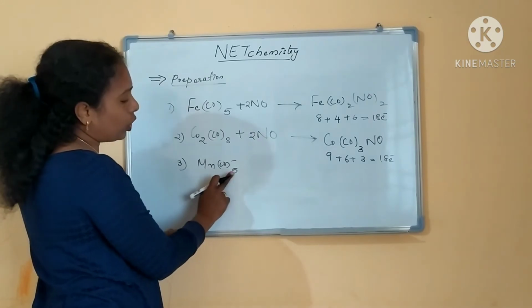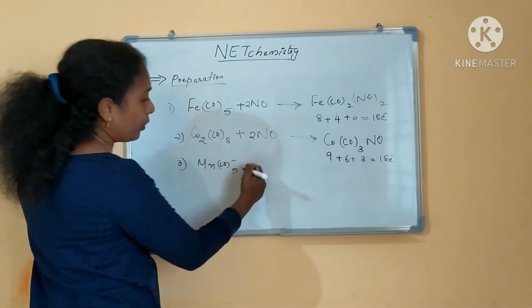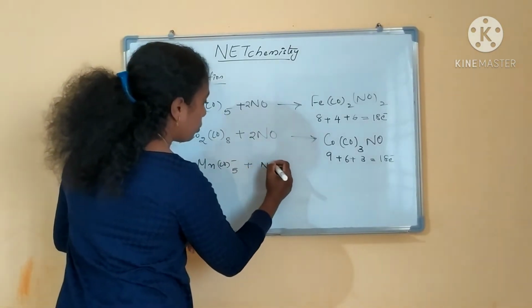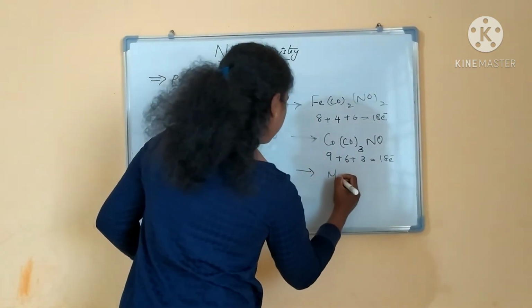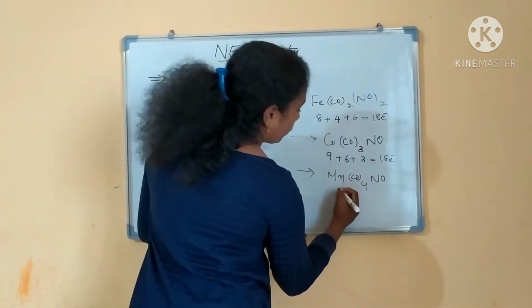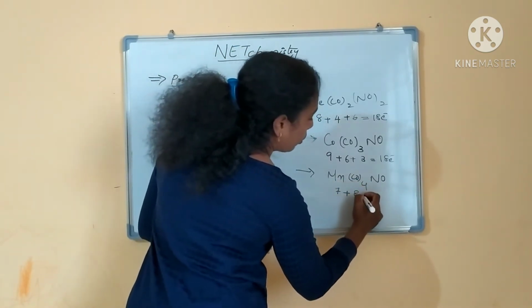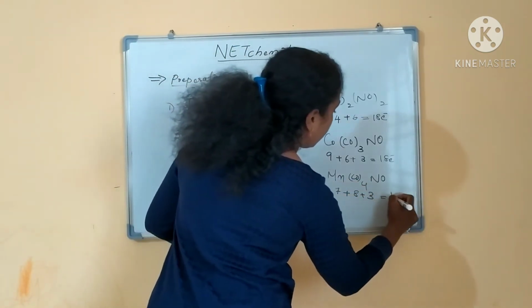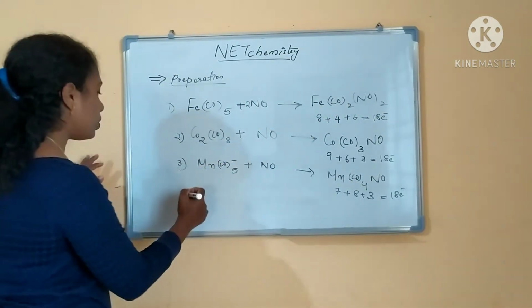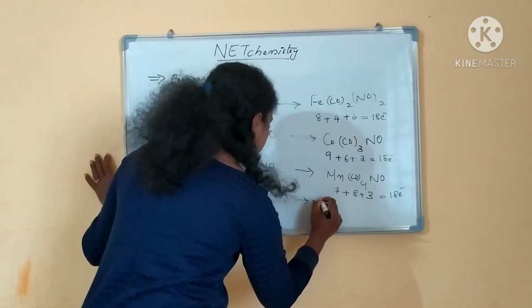Mn(CO)5 minus. This is not carbonyl, it is the carbonylate ion, right? So I am adding nitrosyl. What are you getting? Manganese is a 7 electron donor, right? 4 into 2, 8 electrons, plus 3. So you will be getting 18 electrons, right? This also obeys the 18 electron rule.